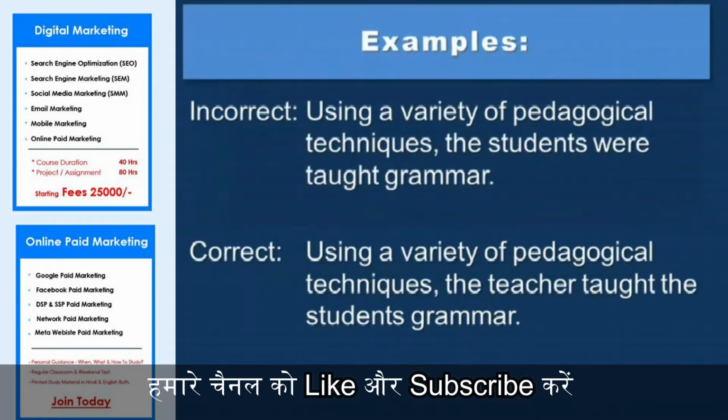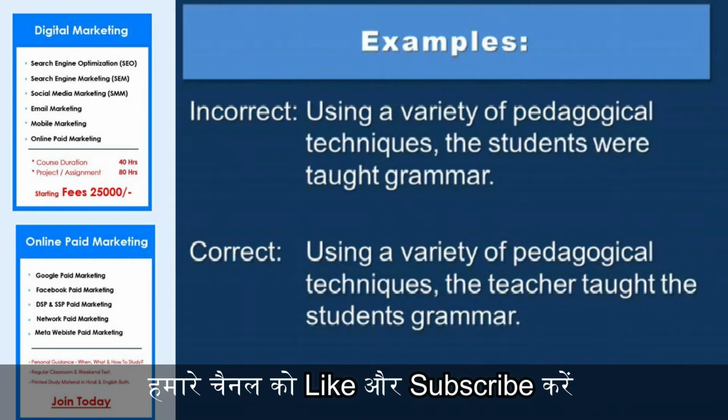Using a variety of pedagogical techniques, the students were taught grammar. Pedagogical techniques, the word pedagogy means teaching methodology, the way the students are taught. So, using a variety of pedagogical techniques, students cannot use a variety of pedagogical techniques. It is a teacher, a lecturer, or a professor who was using a variety of pedagogical techniques. So, in order to correct it, you can expand the main clause and you can insert some other subject.